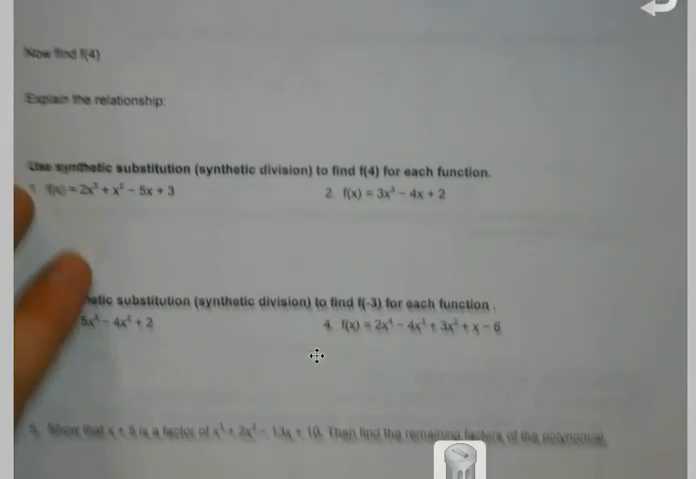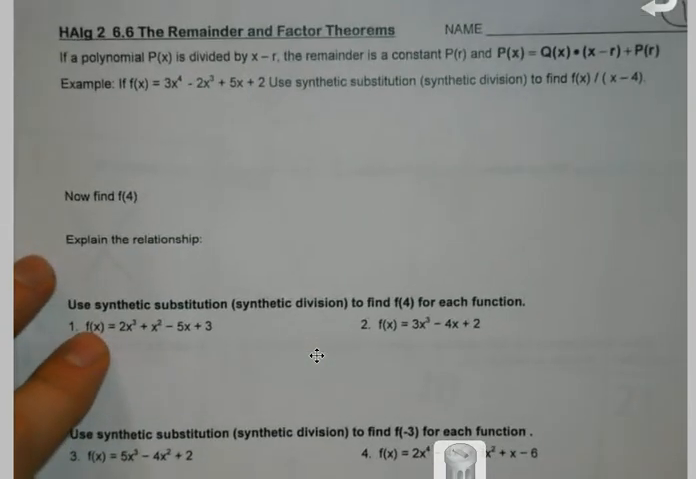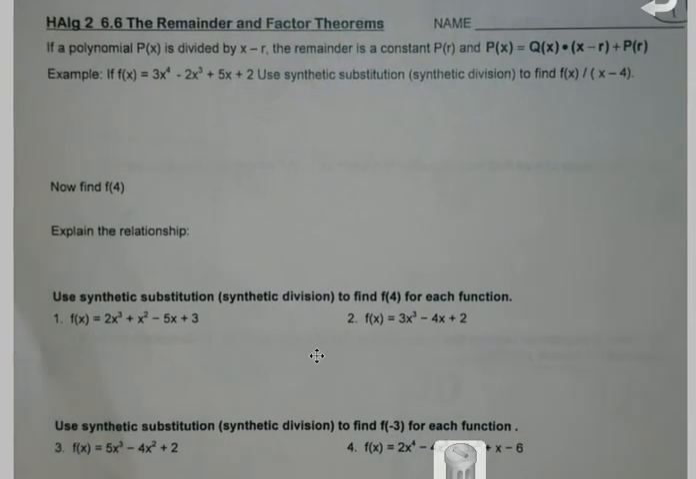So what we'll do here is we are going to get you started on this, and we'll be able to get at least a little bit of the homework started this way on it.